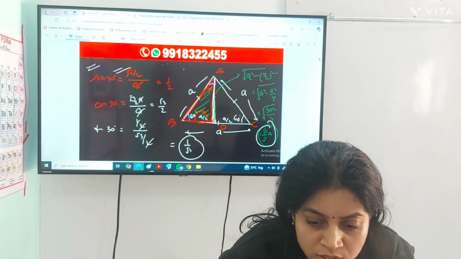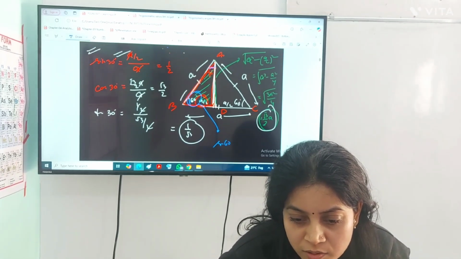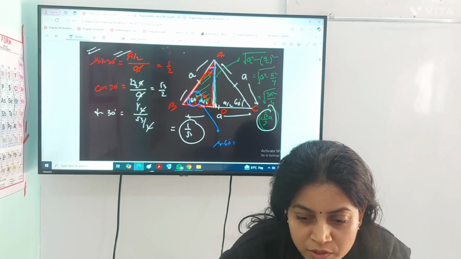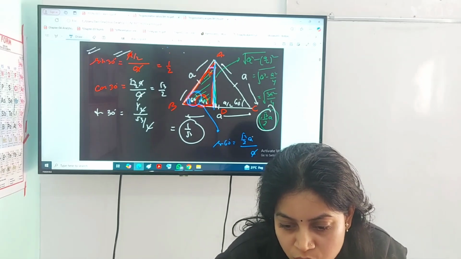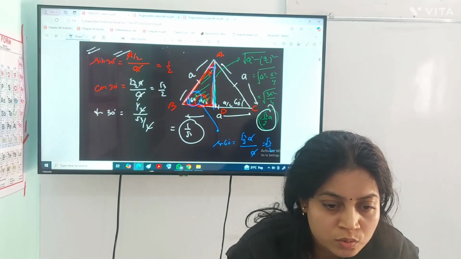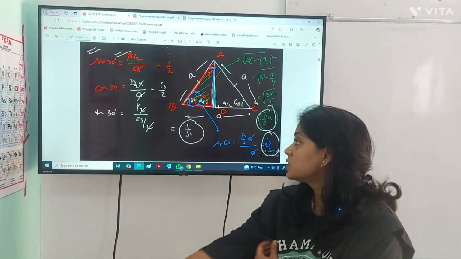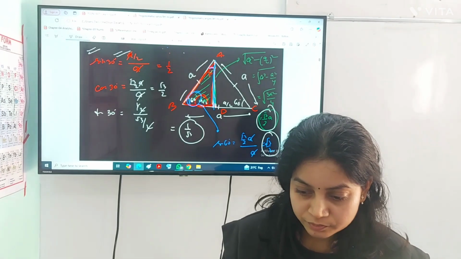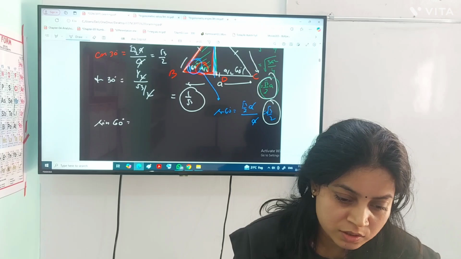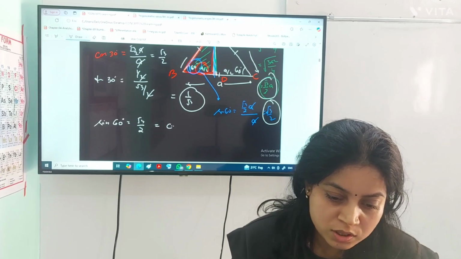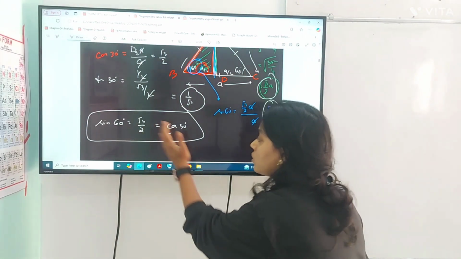As I have calculated for 30 degree, similarly you can use the same triangle for 60 degree as well. If you calculate for 60 degree, sin 60 is P by H. This time this will be the perpendicular, so root 3 by 2 into A upon hypotenuse A. So again it is root 3 by 2. What you must have observed is that the value of sin 60 is root 3 by 2 and cos 30 is also root 3 by 2.